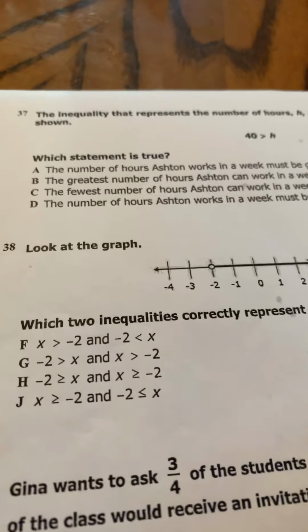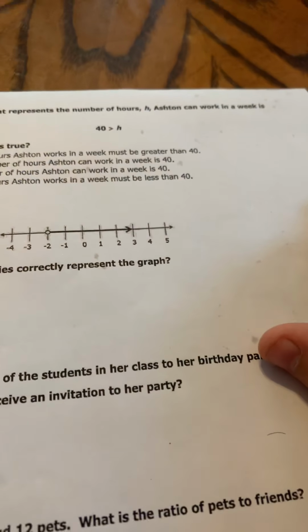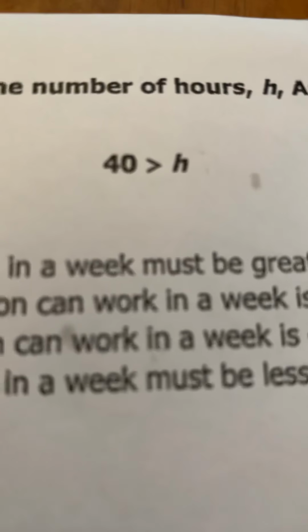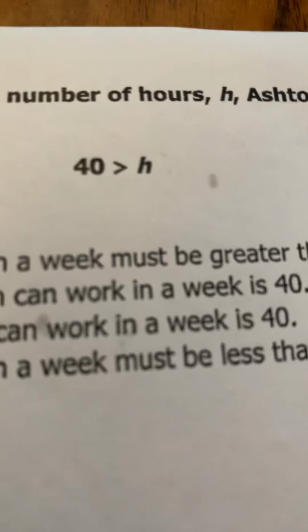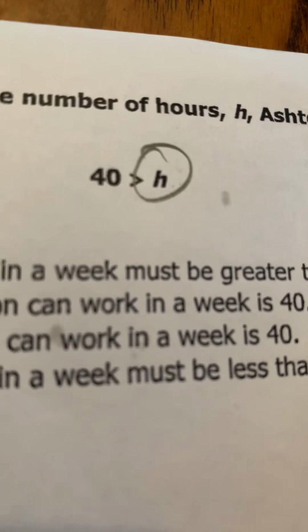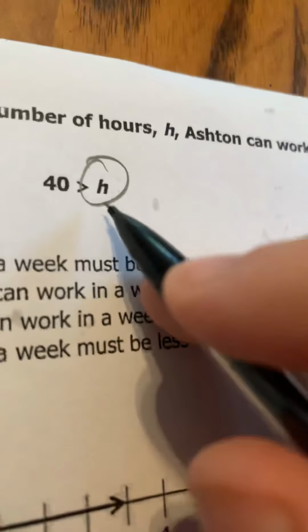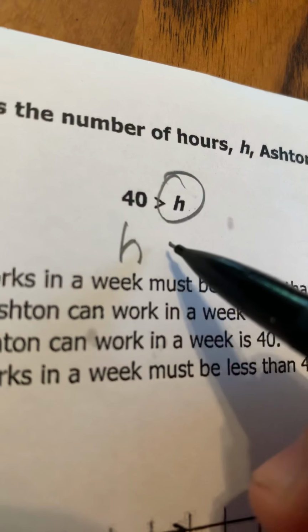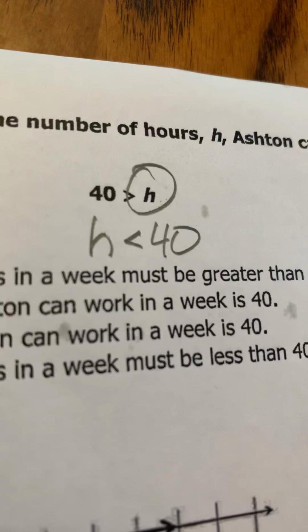All right, last page. All right, 37. The inequality that represents the number of hours H Ashton can work in a week is shown. So it's represented by this inequality. 40 is greater than H. Here's what you need to realize. That variable is on the right-hand side. I can't graph this until that variable is on the left. To get it to the left, I have to flip that sign. Okay?